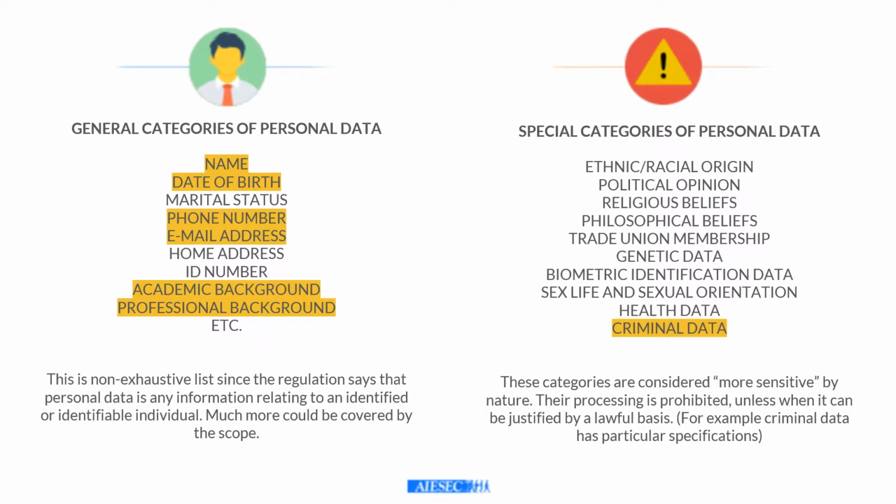Here you can see some examples of what kind of data categories we have. And you see already that there is some information that we collect when people sign into AIESEC.org. For example, name and date of birth. We need to know this because our projects are targeted for 18 to 30-year-old young people. Phone number and email so we can contact them, and academic background and professional background in some cases, if it's required to be able to apply for the project.